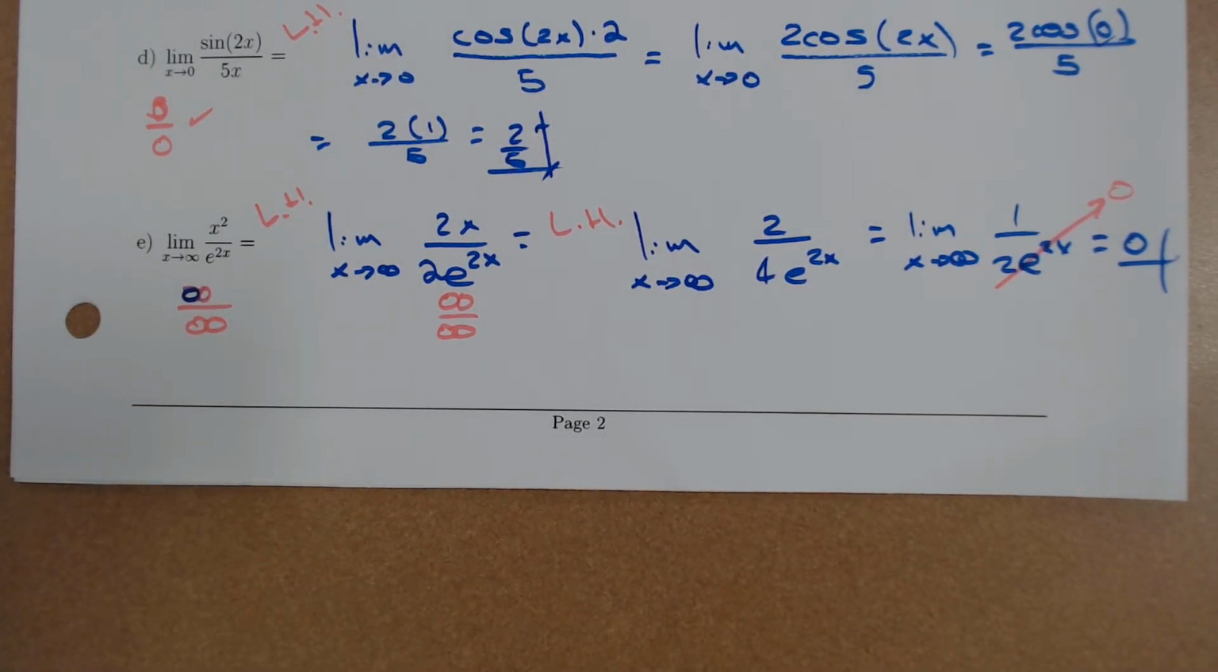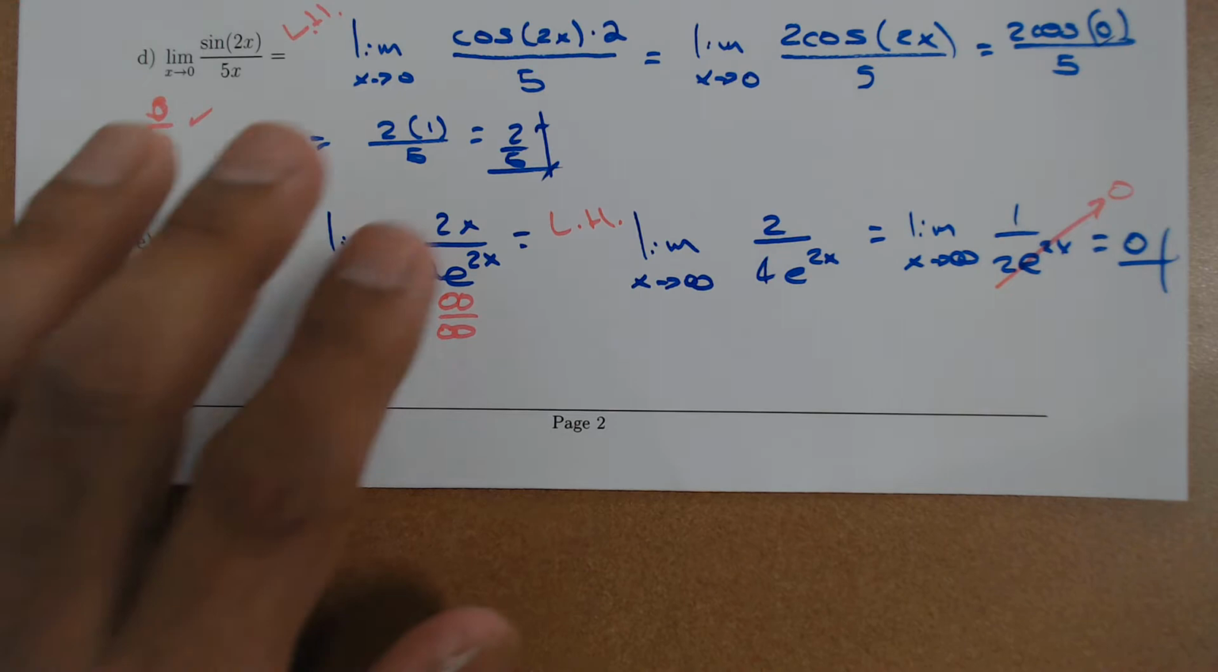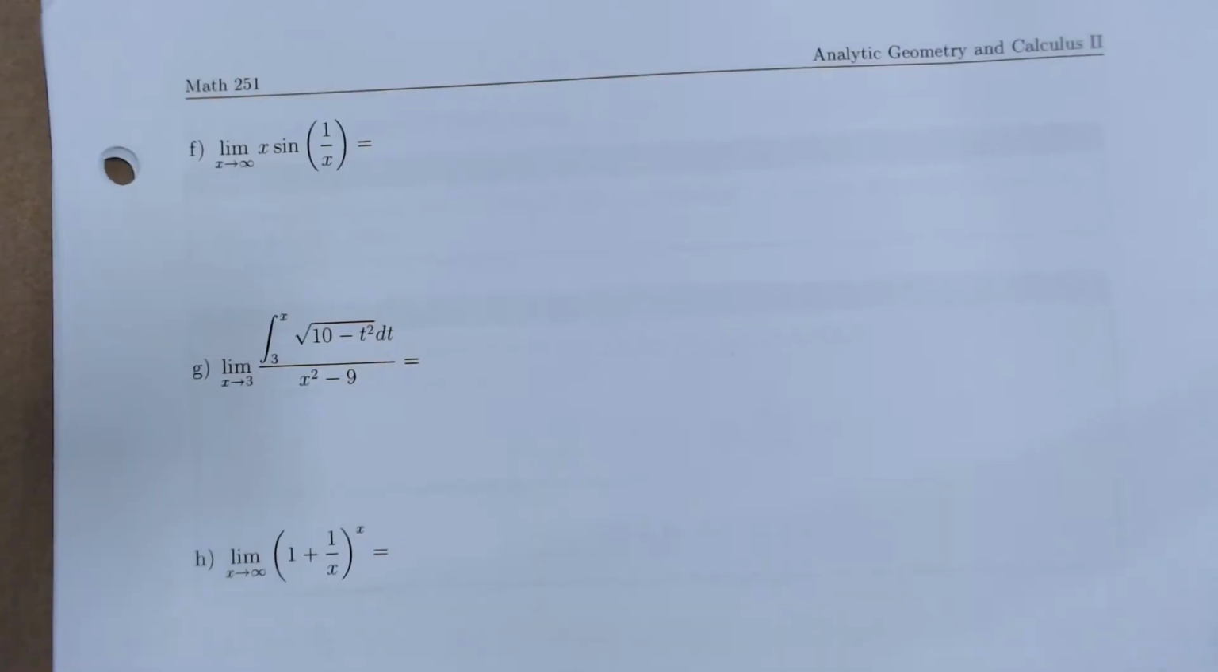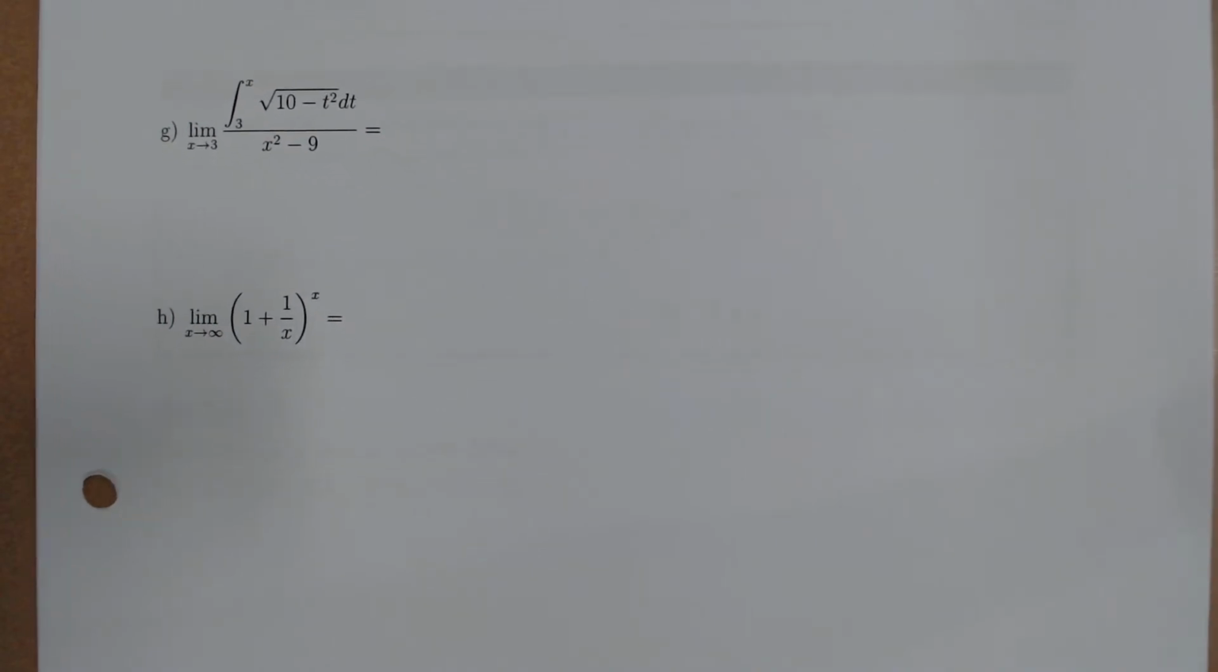Questions about it? All right. Let's see what's on the next page. For the next page, this is where some of the indeterminate forms start getting a little bit weird. We will no longer get the infinity over infinity or the 0 over 0 in the first instance.